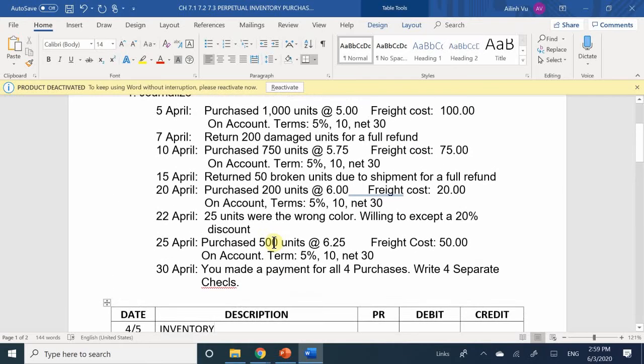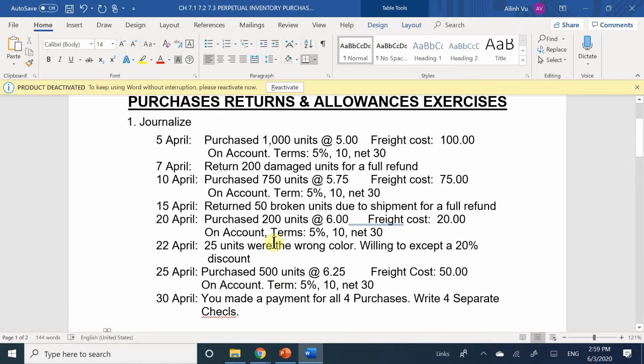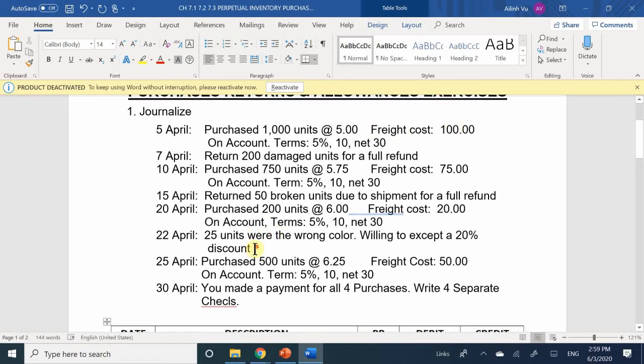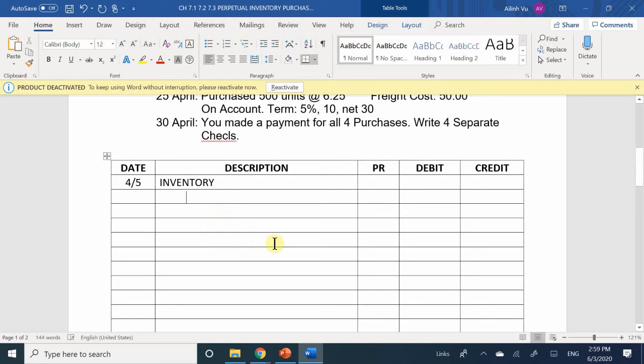All right, let's do some calculations here. What is our total purchase price? 5,000. 5,100. We have to remember to include our freight. And then accounts payable, so 5,100. It's a little different from what we just previously learned, except everything is just going to go straight into inventory.